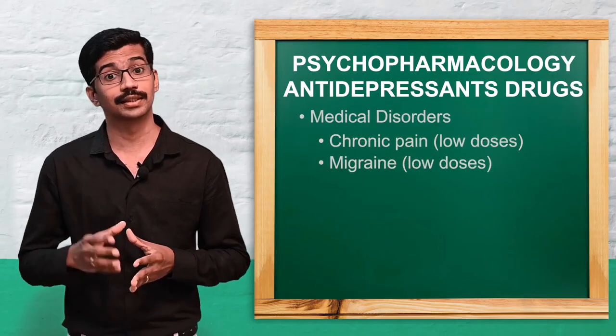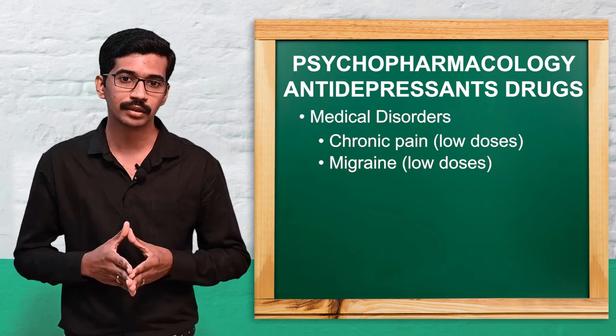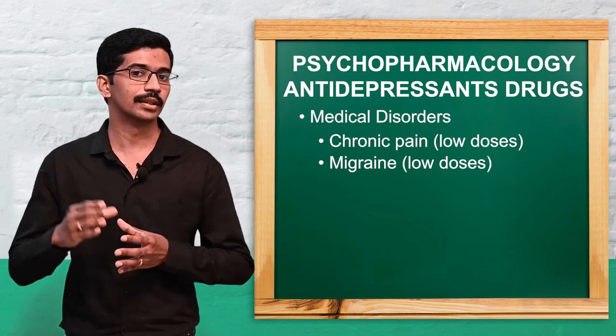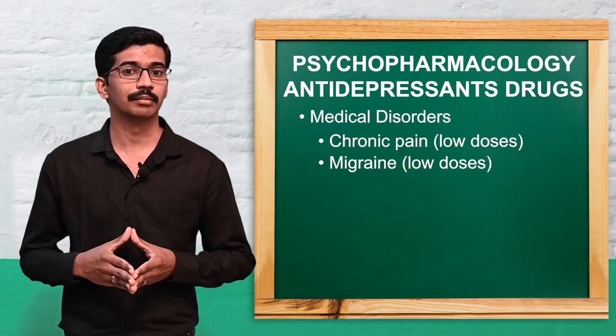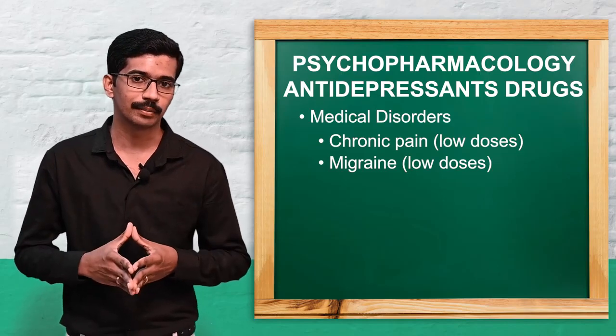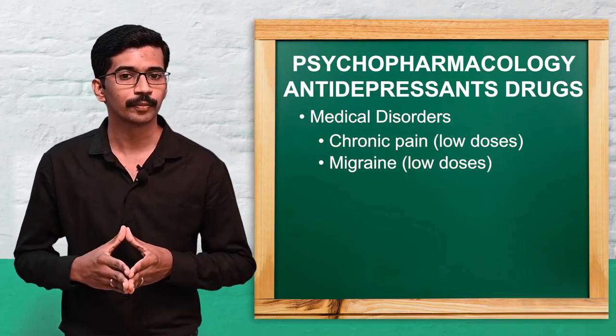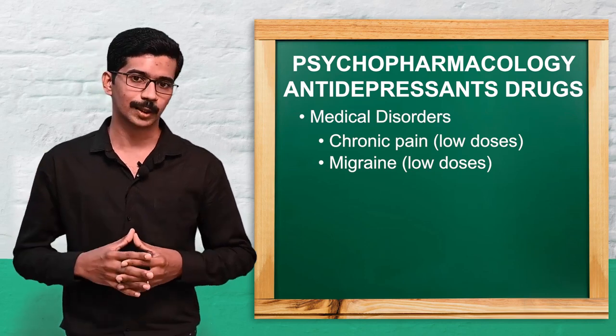Apart from this, in certain medical conditions, especially when the patient has chronic pain like cancer, we can go for a mild dosage of antidepressant drug, as well as for migraine. In case of severe or chronic migraine, low doses of antidepressant can be administered to the patient. So these are the indications of antidepressant drugs.